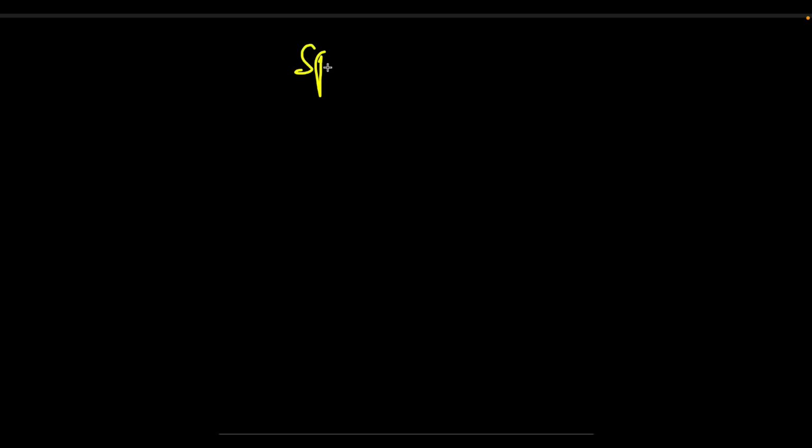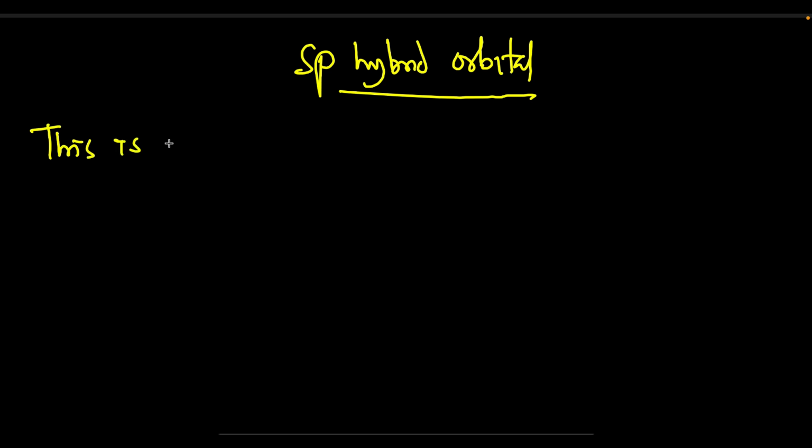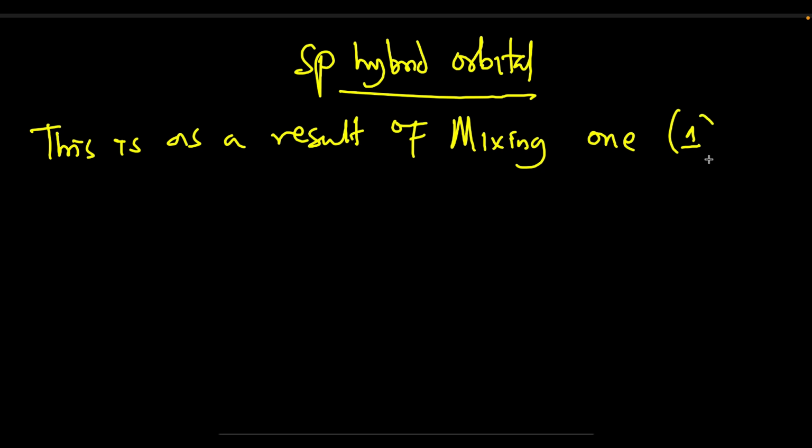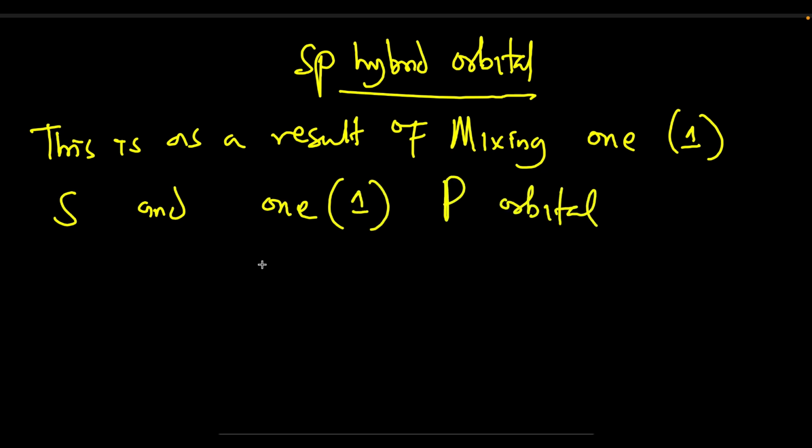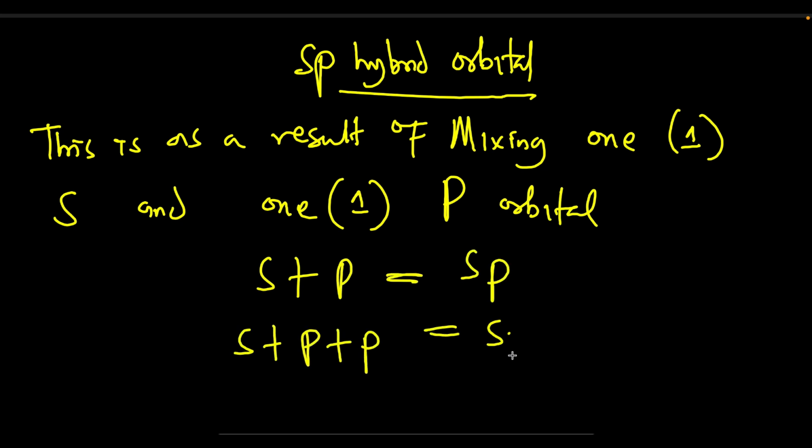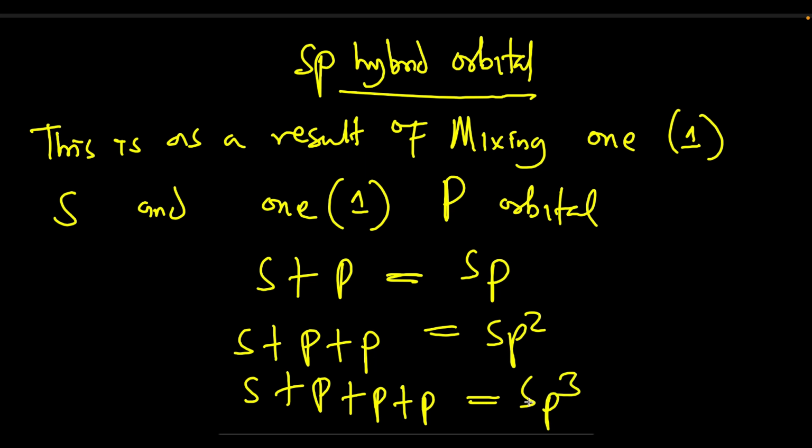Now, let's look at the last hybrid orbital of carbon, the sp hybrid orbital. This is a result of mixing one s and one p orbital. So s plus p equals sp. S plus p plus p, equals sp2. S plus p plus p plus p was sp3. I believe it's clear now.